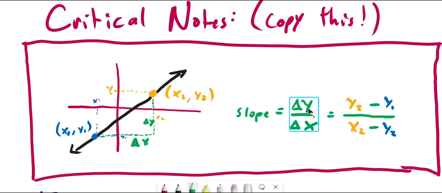There should be a y up top. We're talking about change in y up top, change in x on the bottom. And what is our change in y? It's y2 minus y1. So we want to go and get the y values and take their difference, over x2 minus x1. We get those values and take their difference. We divide those two differences, one into the other, and that number is our slope.